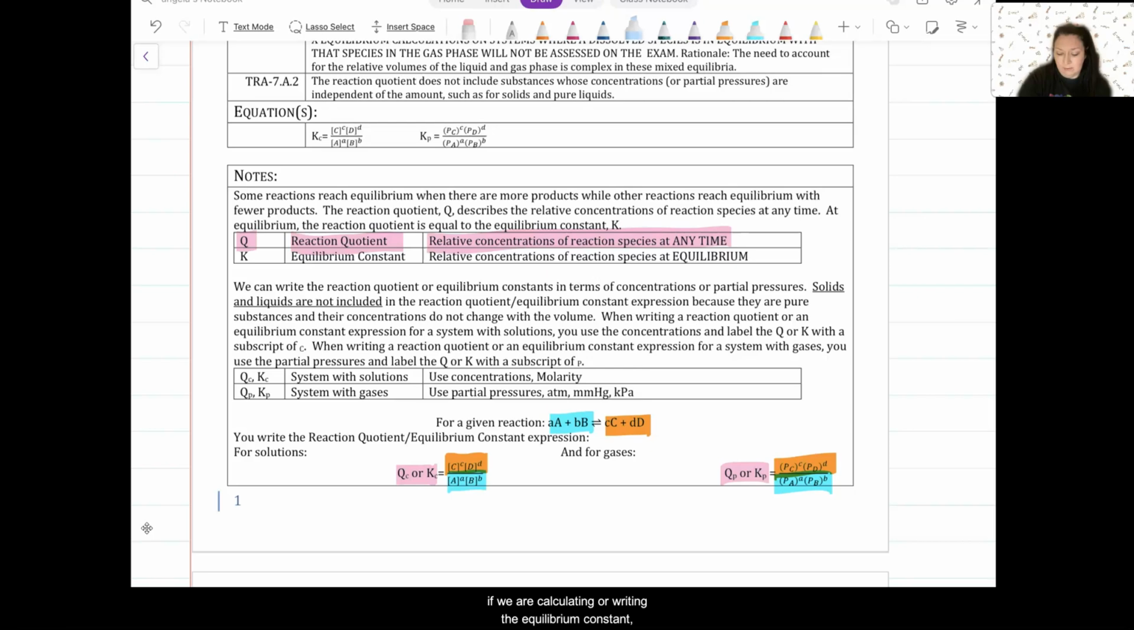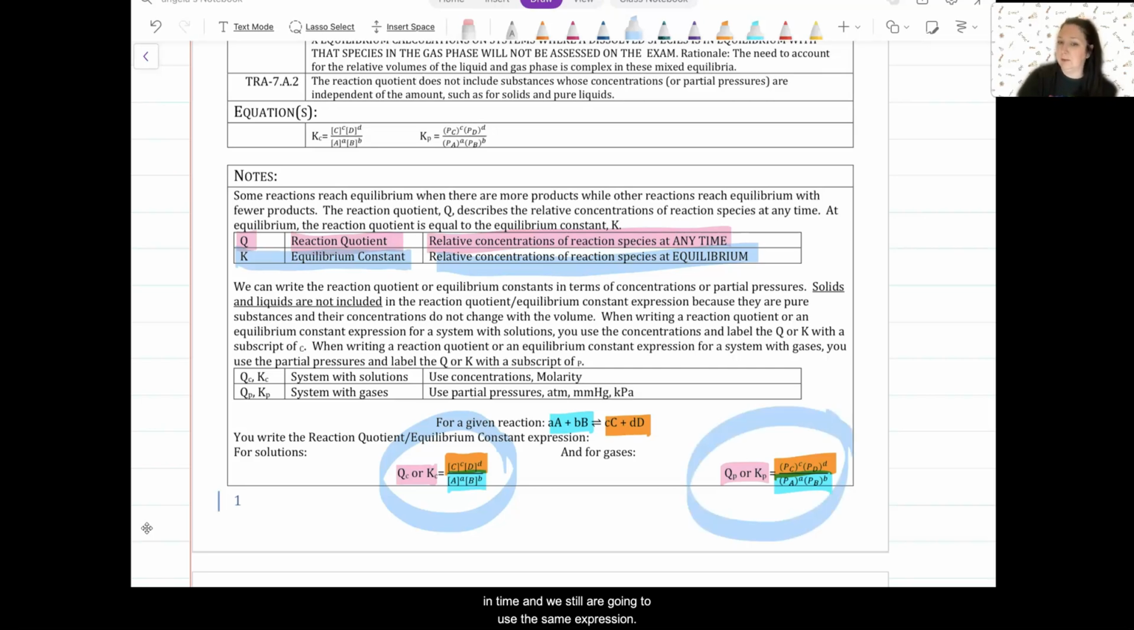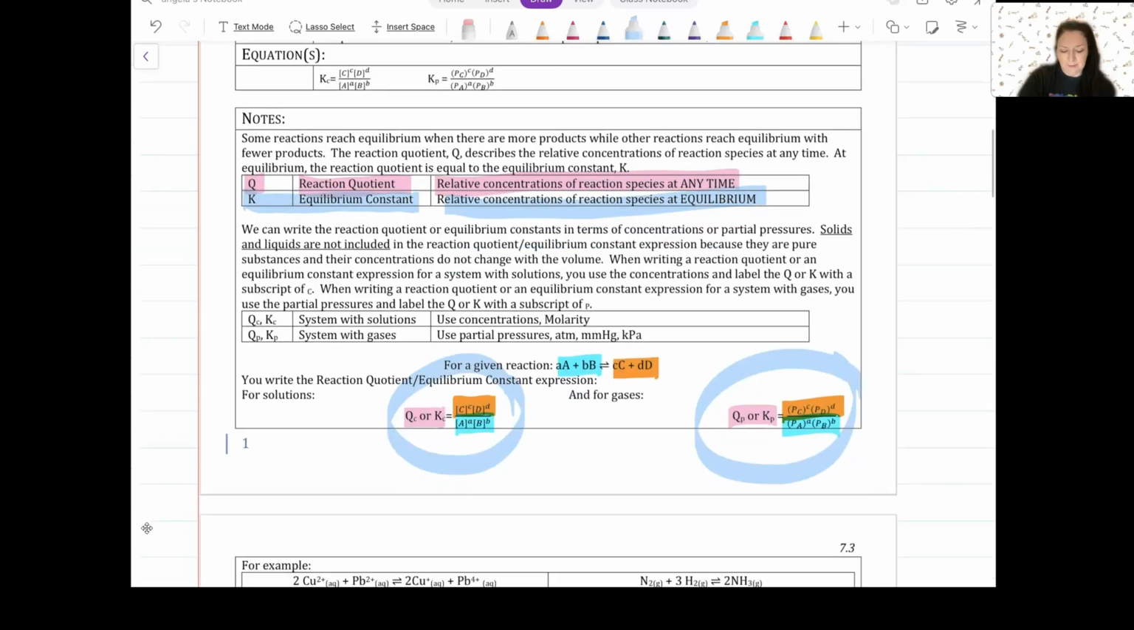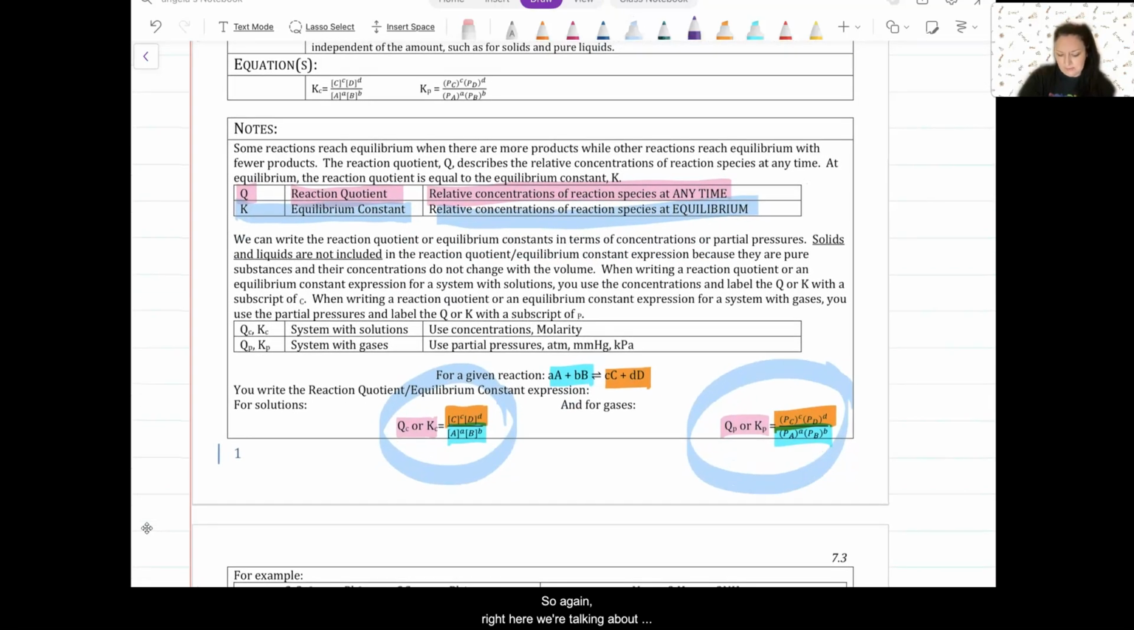All right, now, if we are calculating or writing the equilibrium constant, then that means we know we are at equilibrium at that point in time, and we still are going to use the same expression. All right, so again, right here, we're talking about KC or QC if we have some type of molarity, and this can affect aqueous solutions and it can affect gases. And then we have KP, this is gases only, and then we are given some kind of pressure.